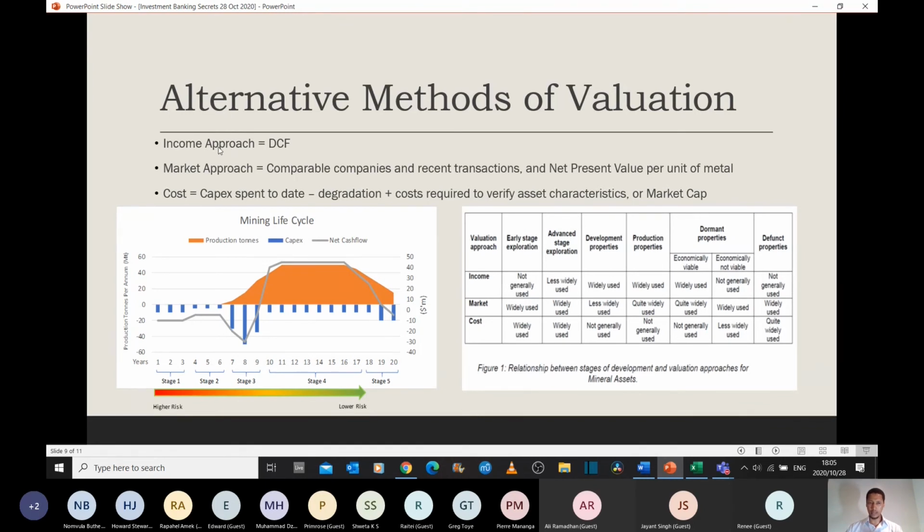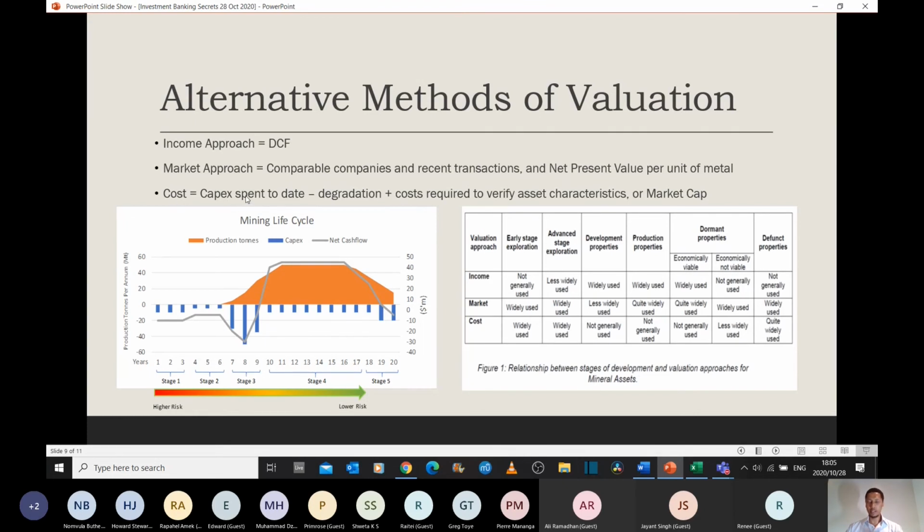And there are actually 3 approaches to use. It's not all DCF. You can use the income approach, which is the DCF methodology. You can use the market approach, which is to use comparable companies and recent transactions, or comps in corporate finance jargon. And you would then use those comps to arrive at a net present value per unit of metal.